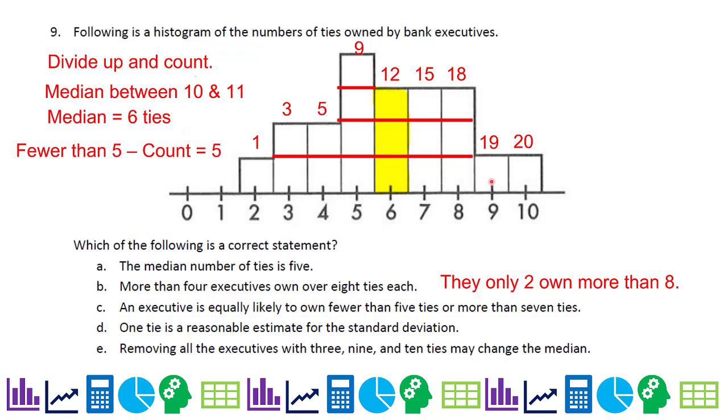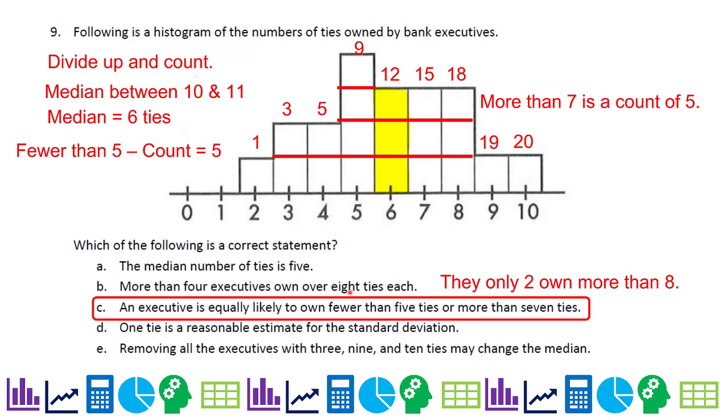And by the way, it's kind of hard to tell because I don't know that these are actually a unit of 1. All right, then looking at statement C, an executive is equally likely to own fewer than 5 ties or more than 7 ties. So I count these up and I'm getting a count of 5. I count these up, I also get a count of 5, so that's looking true.